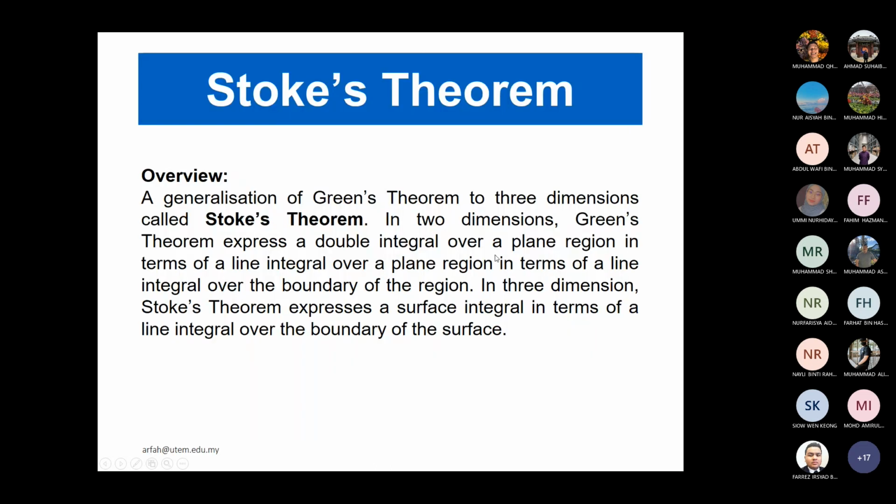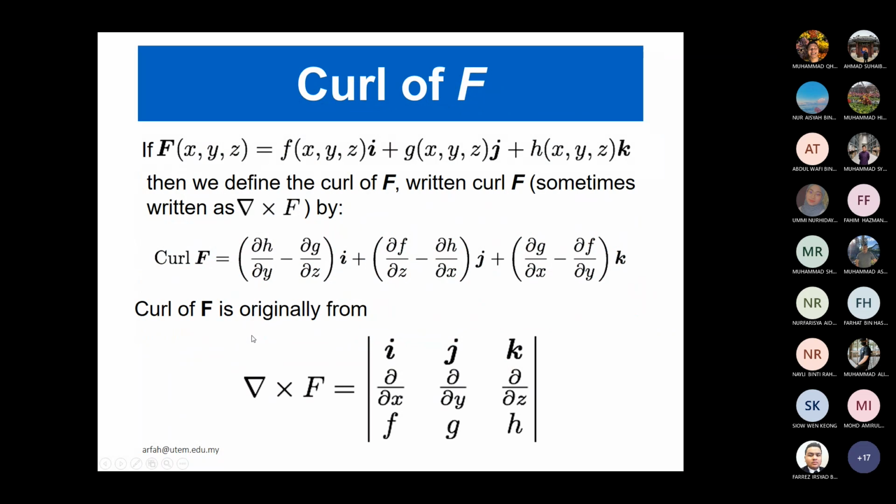The Stokes theorem, an overview, is actually a generalization of Green's theorem to three dimensions, and it is called the Stokes theorem. In two dimensions, Green's theorem expresses a double integral over a plane region in terms of a line integral over the boundary of the region. In three dimensions, the Stokes theorem expresses a surface integral in terms of a line integral over the boundary of the surface. So we are interested in the surface.